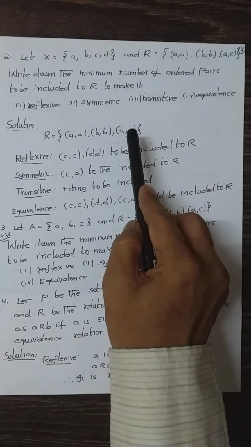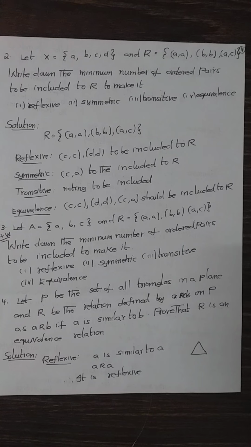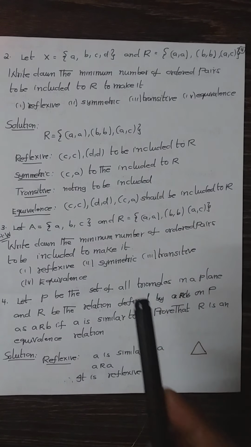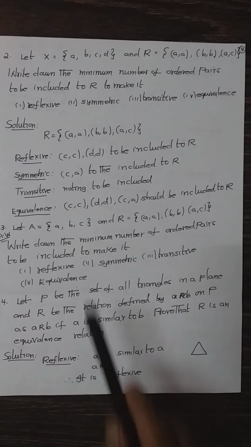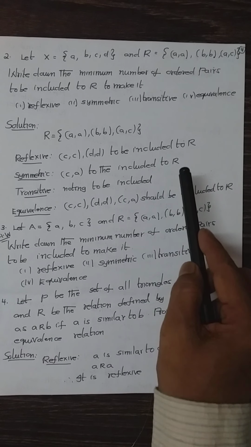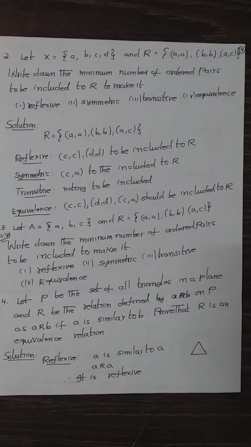Now, (A,C) is there, then what should you include? (C,A). If (A,B) is present in R, then (B,A) also should be present in R. So, (A,C) is there, but (C,A) is not there. So, students, what do you need to include to make it symmetric? (C,A). Okay, so ordered pair (C,A) is to be included to capital R to make it symmetric.